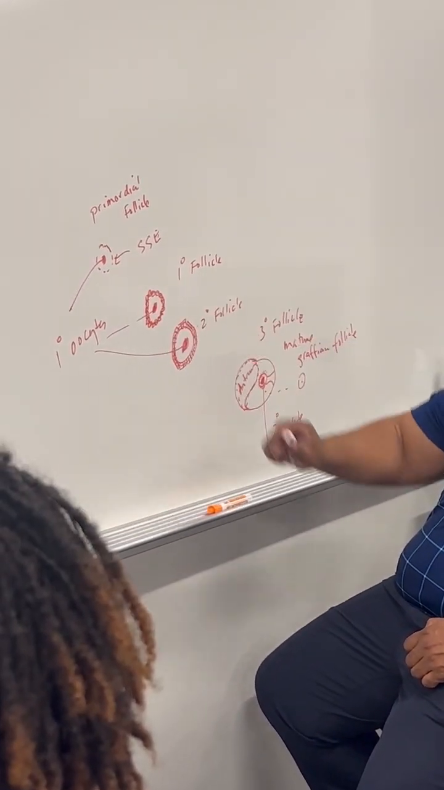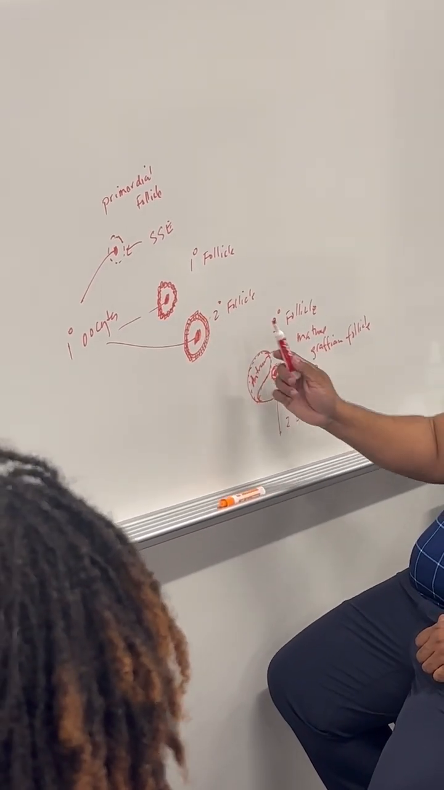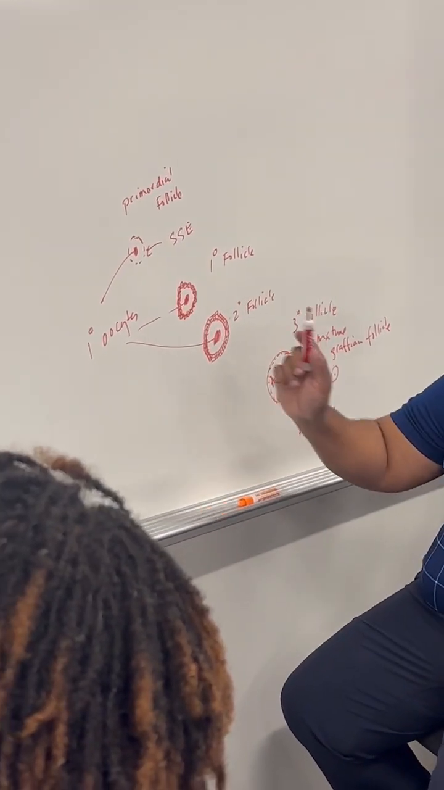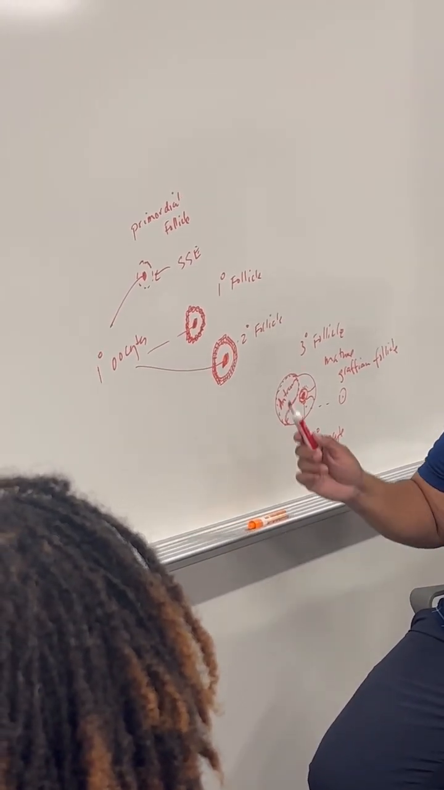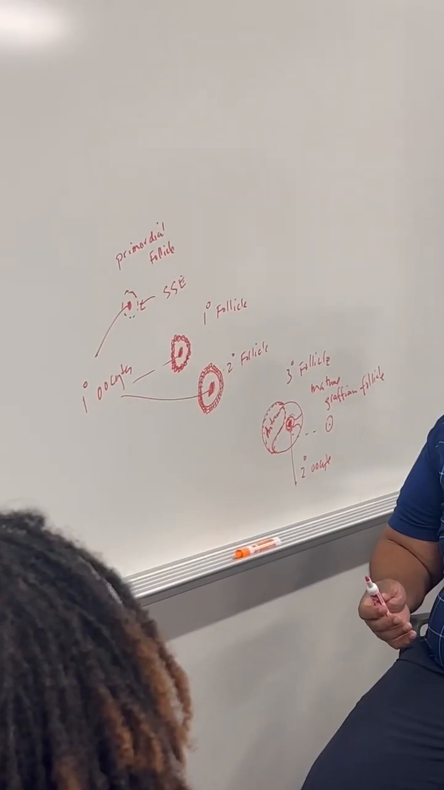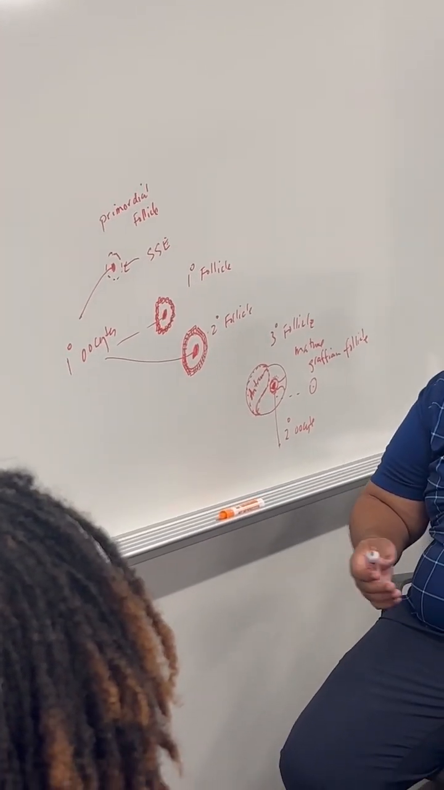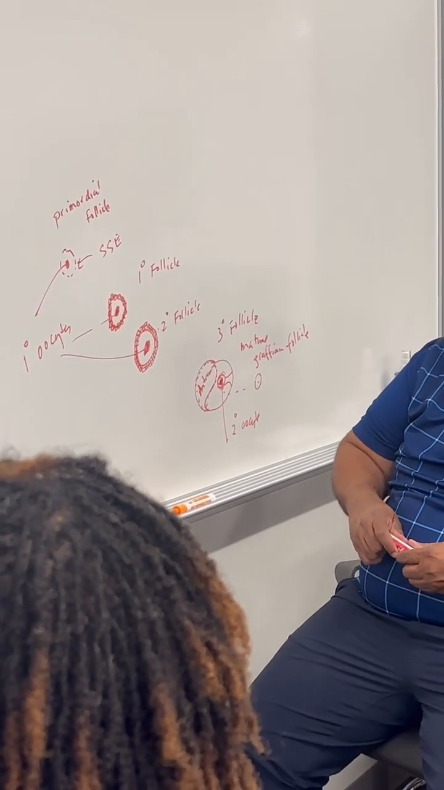So the primordial follicle is primary, primary, secondary. All of these have a primary oocyte. So notice again, the oocyte is the egg. The follicle is the enclosure that the egg develops within. That's all the follicle is, providing all the necessary nutrients and so forth. So you guys get it.